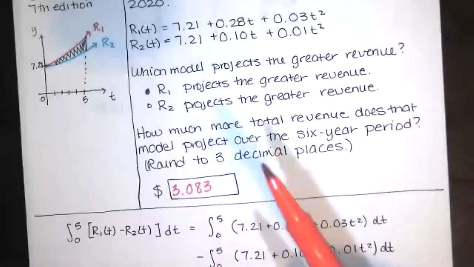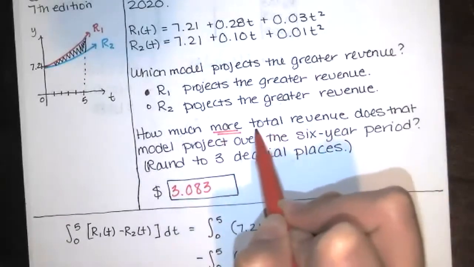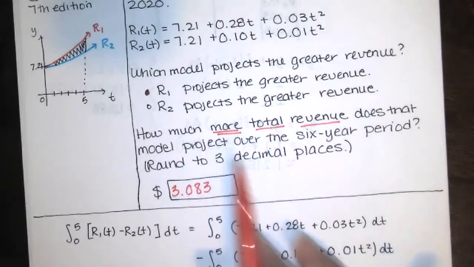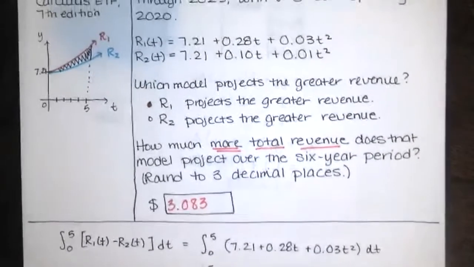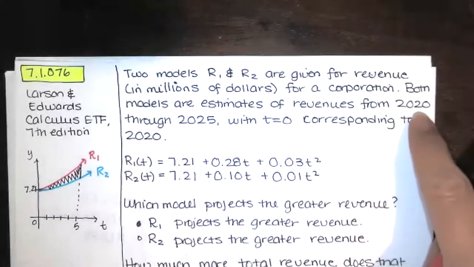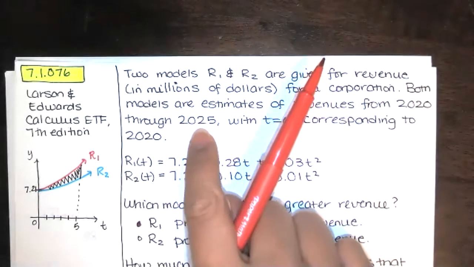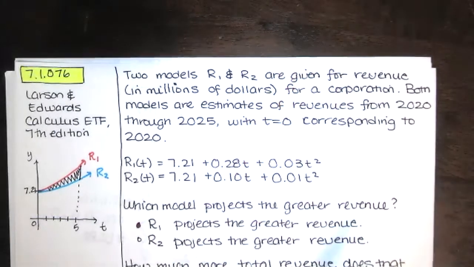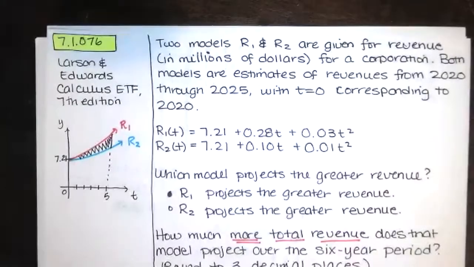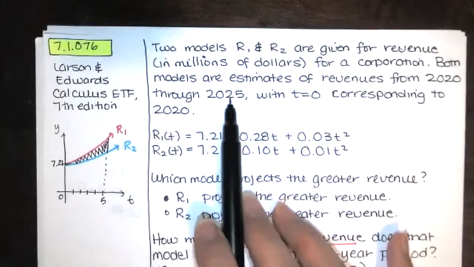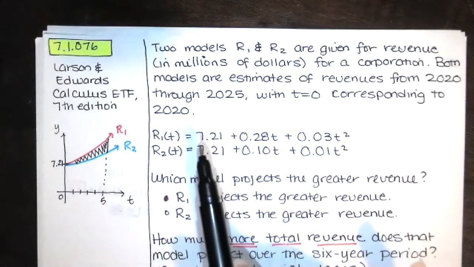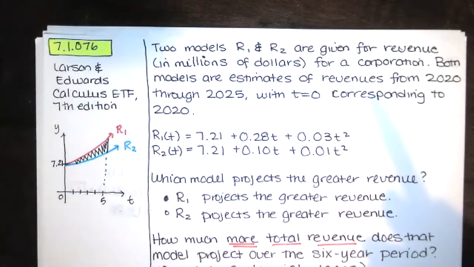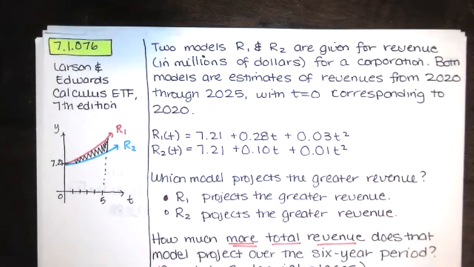And they want to know how much more total revenue this model projects over the 6-year period starting at the beginning of 2020 and going all the way through to the end of 2025? Well, if t equals 5 corresponds to January 2020, t equals 6 would correspond to January of 2025.